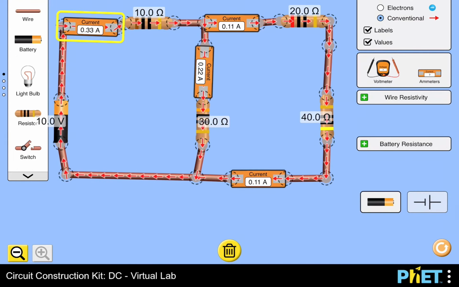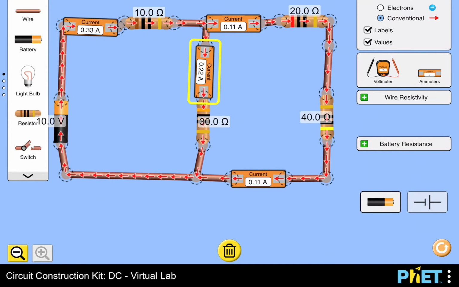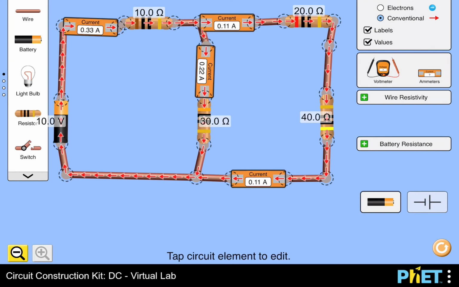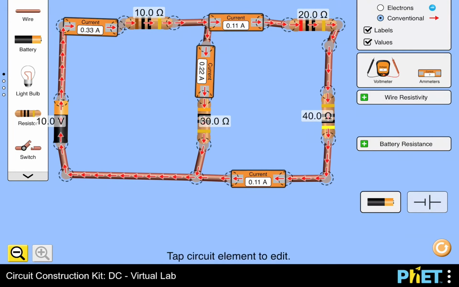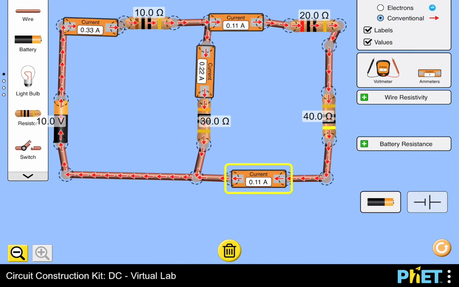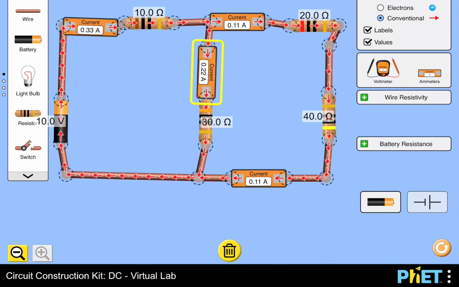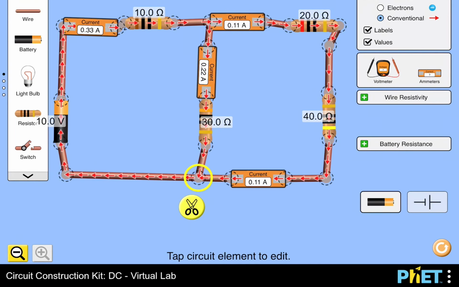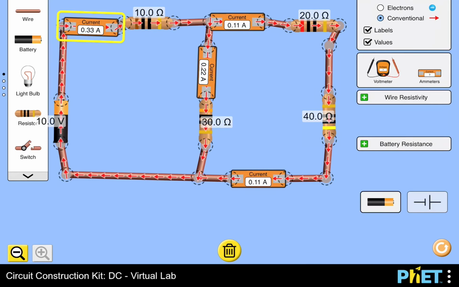So this 0.33 ampere is now divided into two arms. 0.11 goes through this one and 0.22 goes through this one. Whatever current is passing, the same current will pass through the 40 ohm, because these two are connected in series. You see here 0.11, 0.11, and 0.11 here. And at this point, 0.22 and 0.11 ampere add up together, and the current in this one will be 0.33 ampere.